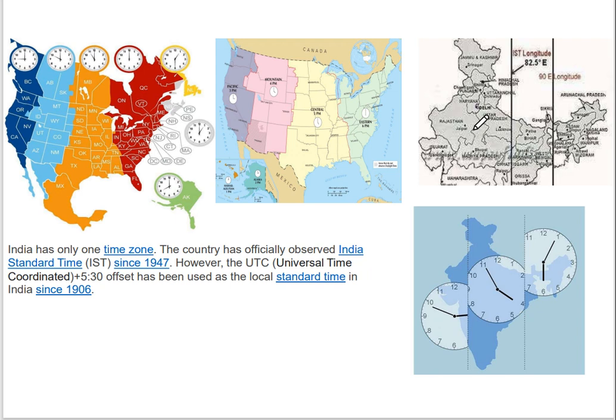India has only one time zone, that is Indian Standard Time, IST. Okay, IST, Indian Standard Time. The country has officially observed Indian Standard Time since 1947 when India became a free nation. It follows UTC, Universal Time Coordinated, plus 5 hours 30 minutes, also known as a 5.5 hour offset, which has been used as the local standard time in India since 1906.